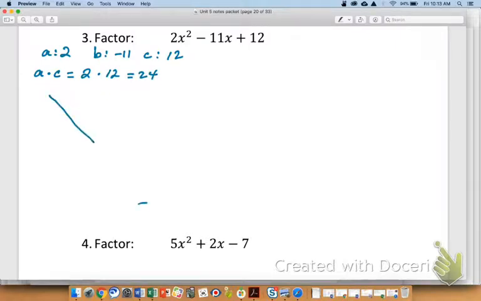Next, I want to identify those two diagonal numbers in my box, and so I usually just use this little graphic organizer to help with that. So I put my AC up here, and I put my B down here. And I'm just trying to figure out which numbers multiply to be 24 and add to be negative 11. So again, there should be a lot of trial and error involved here. It might take you a little while, and that's okay. Just keep at it. You can use your calculator if you need to.